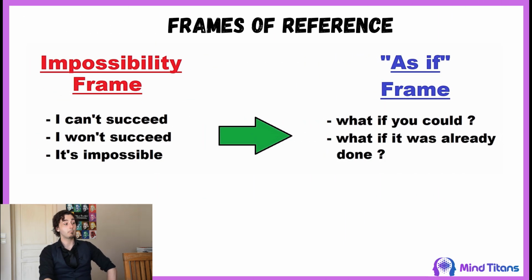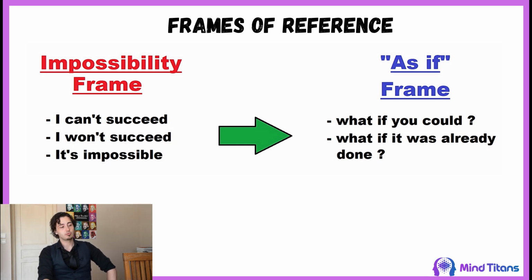And the third one, the impossibility frame. This one is going to come back very often to limiting beliefs and how limiting beliefs are structured. Impossibility frame: I can't succeed, I won't succeed because I have always failed in the past. I will always keep failing and it's impossible for me to change, or I don't see any light to get out of this tunnel, this dark tunnel.